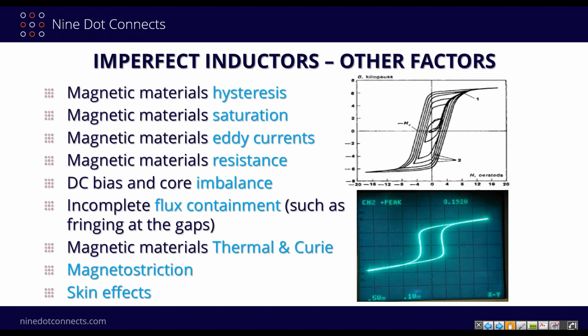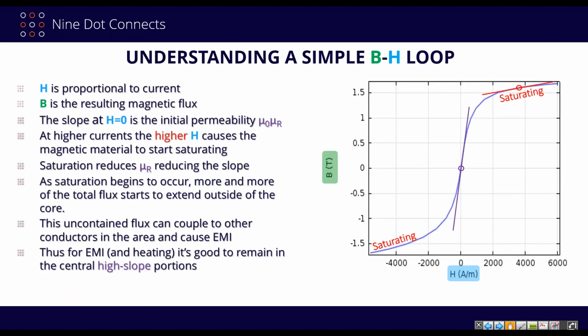All right, let's understand a simple BH loop. We already have talked a little bit about this, so I'll make it very fast. H is the horizontal. It's the magnetizing force. It has to do with ampere turns, and it basically moves left-right on the curve. B is the vertical axis, and it's measured in Teslas or Oersteds, and it's the resulting magnetic flux. Because there's a magnetic material, it'll have a steep slope right in the middle, and when it saturates, it'll be flatter. The saturation reduces the relative permeability, reducing the slope when you get to high levels of magnetic flux.